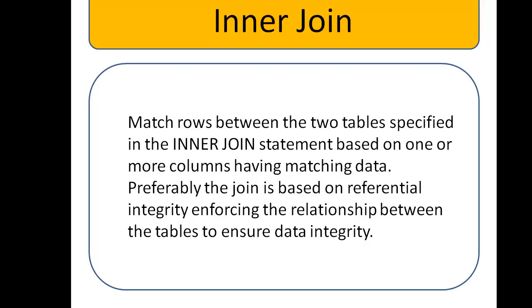First one is inner join. Inner join matches rows between the two tables specified in the inner join statement based on one or more columns having matching data. Preferably the join is based on referential integrity, enforcing the relationship between the tables to ensure data integrity. So it can check one or more columns with matching data of the tables specified in the inner join. Let us check with a simple example.